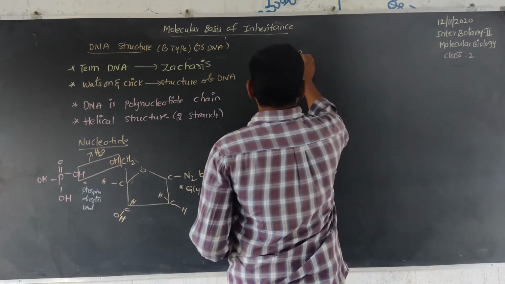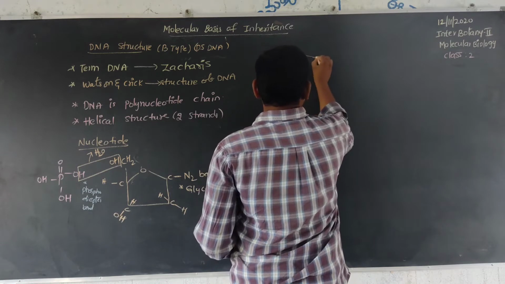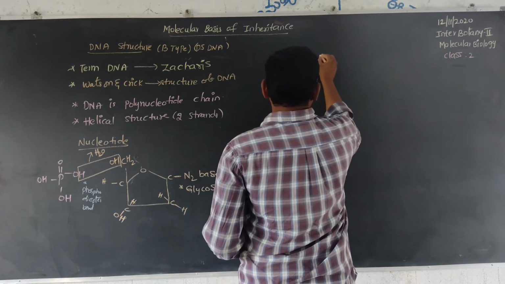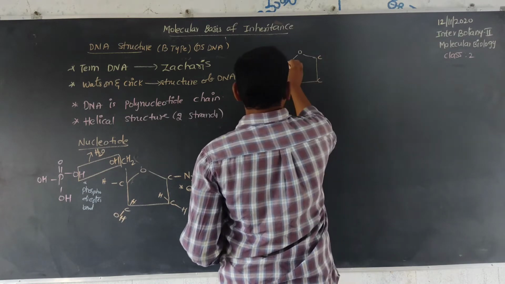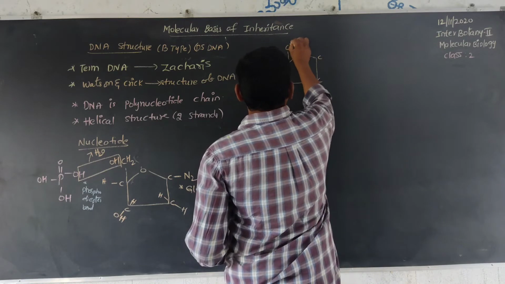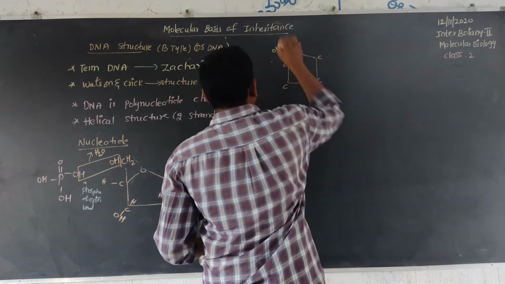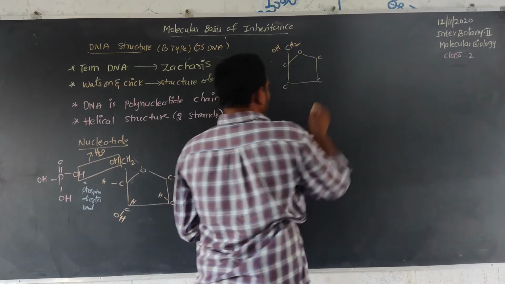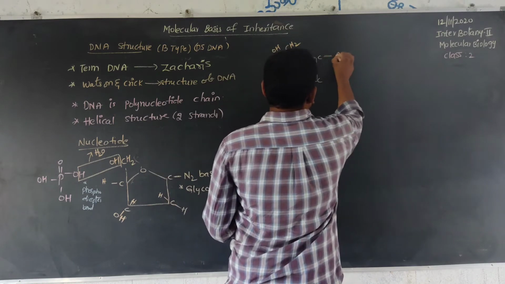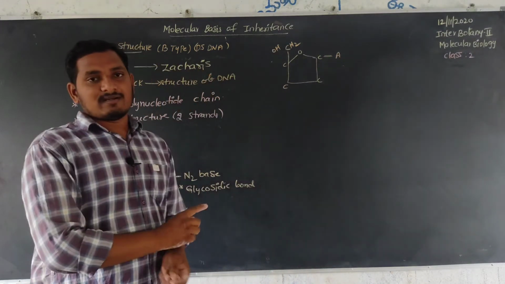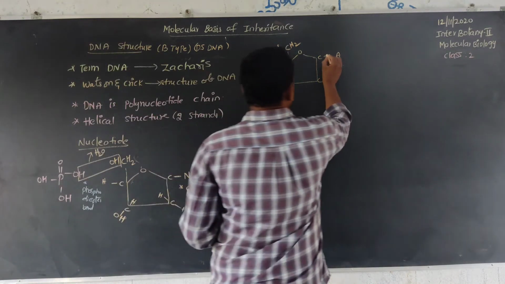So this is carbon number 1, carbon number 2, carbon number 3, carbon number 4, carbon number 5. Here CH2OH is freely attached. Here the first carbon attaches with the nitrogen base, that is adenine.